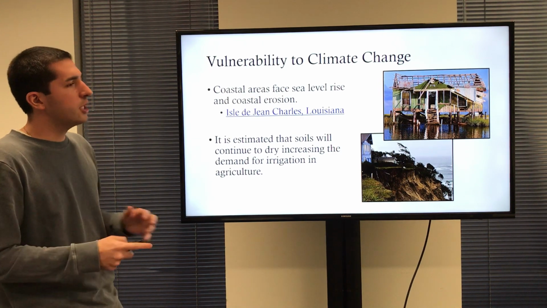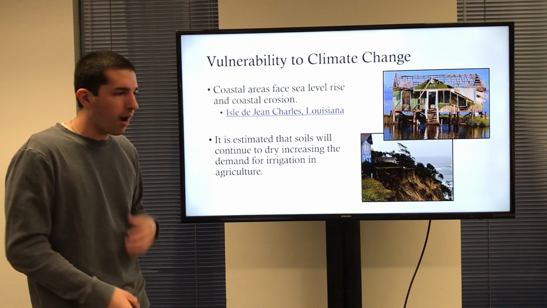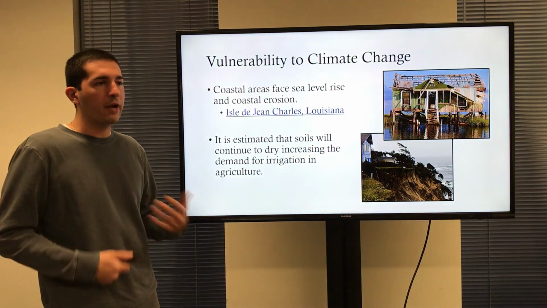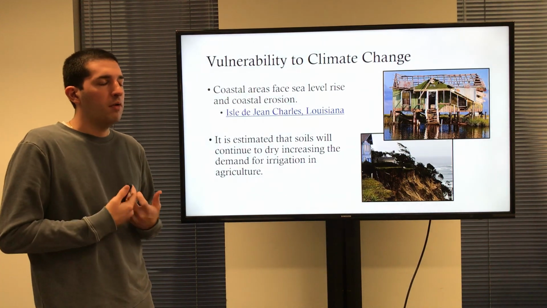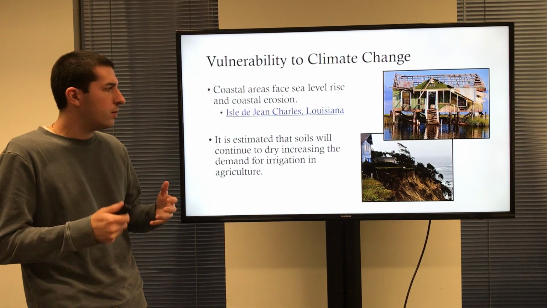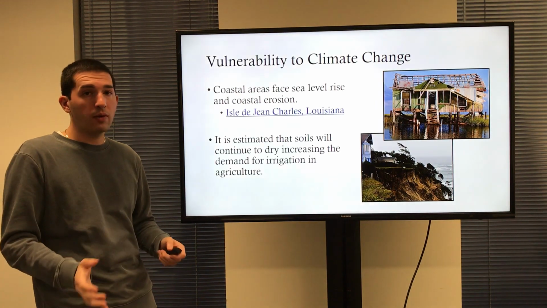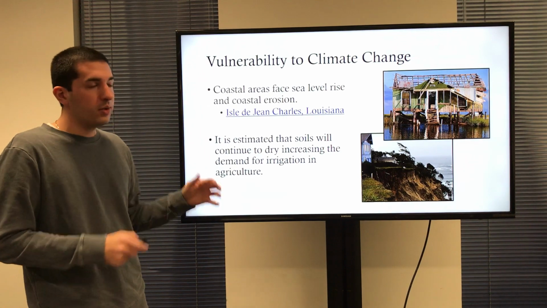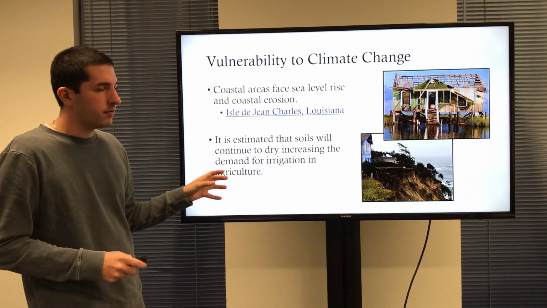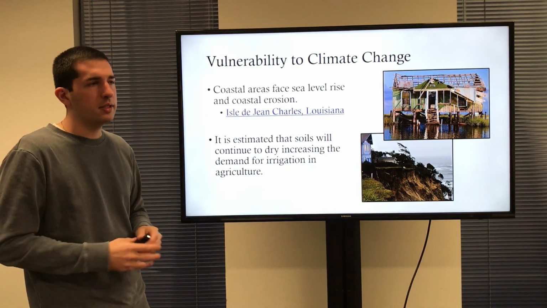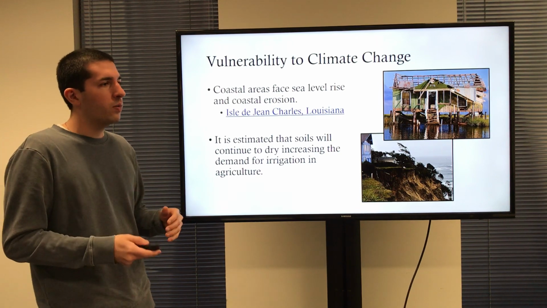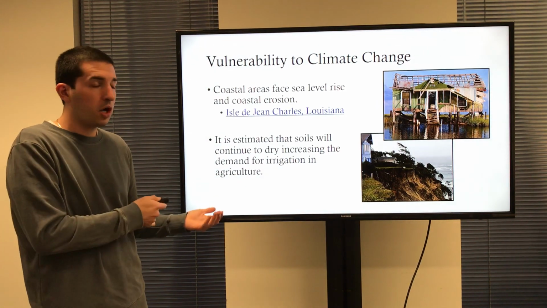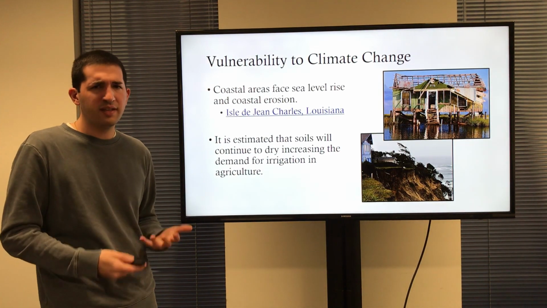Now, vulnerability to climate change in the United States varies according to different areas. Obviously, places like Nebraska and Iowa, which, like we said before, are agricultural areas, wouldn't have that typical vulnerability to climate change like we would imagine with sea level rise and coastal erosion. Now, it is estimated that soils are continuing to dry as a result of climate change and different temperature patterns. So we are seeing a greater demand for irrigation through agriculture. And so these places are also still vulnerable to climate change, but in a different way.